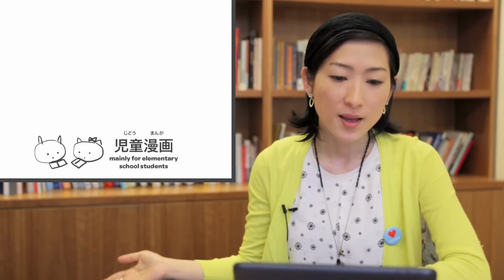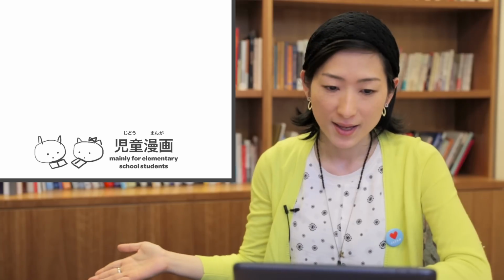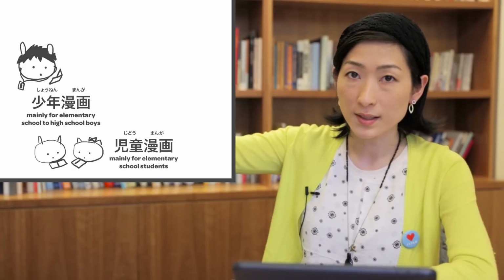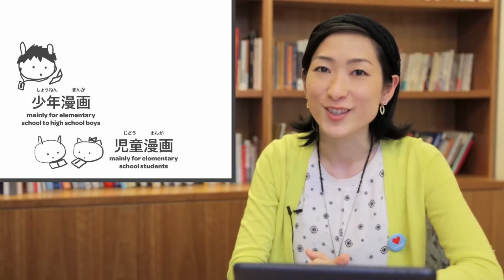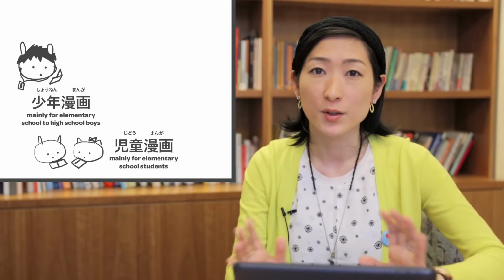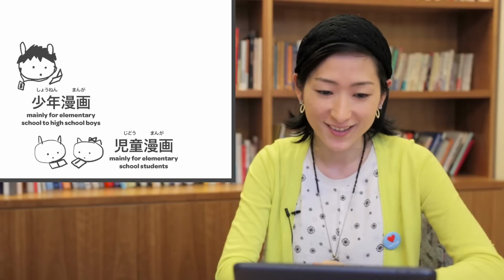Now let's talk about different types of manga. If you sort manga based on target audience, the manga that's for really young children will be called jidou manga. Shounen manga targets elementary school to high school boys, but also a lot of adults enjoy this too. This includes Dragon Ball. It's an extremely popular, internationally well-known genre.